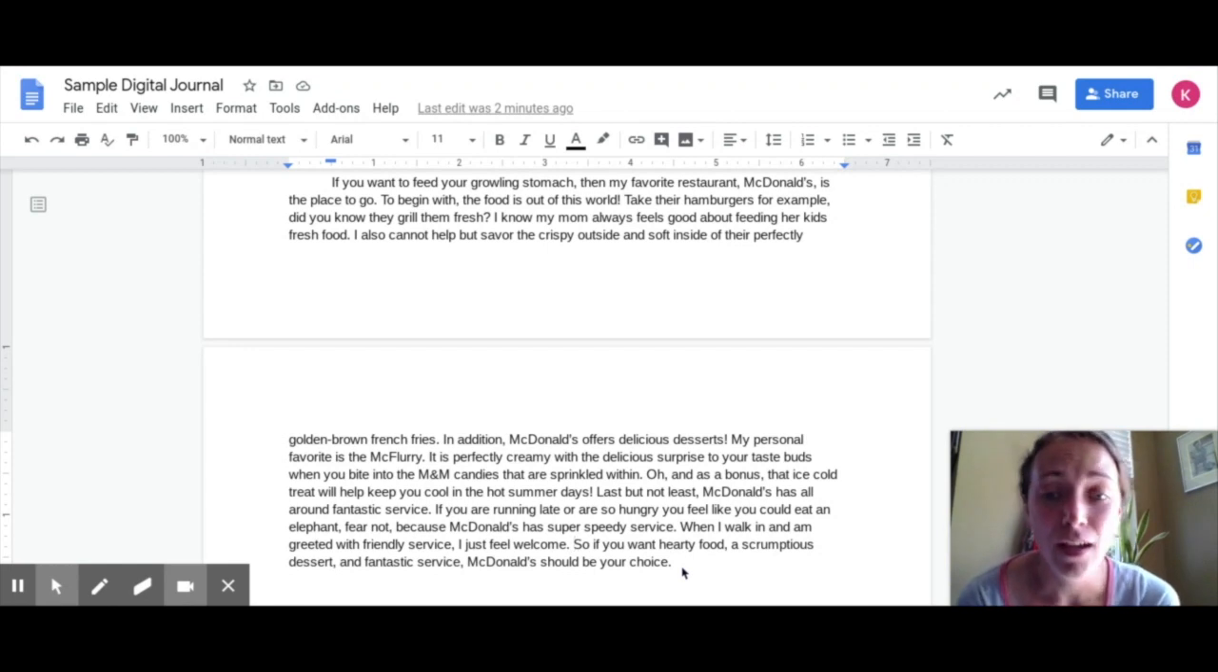In addition, McDonald's offers delicious desserts. My personal favorite is the McFlurry. It is perfectly creamy with the delicious surprise to your taste buds when you bite into the M&M candies that are sprinkled within. Oh, and as a bonus, that ice-cold treat will help you keep you cool in the hot summer days. Last but not least, McDonald's has all-around fantastic service.